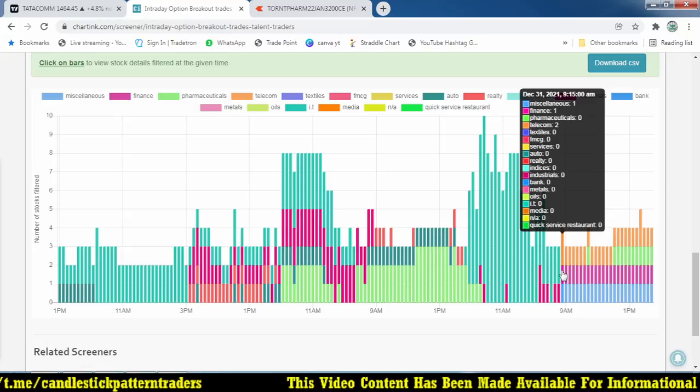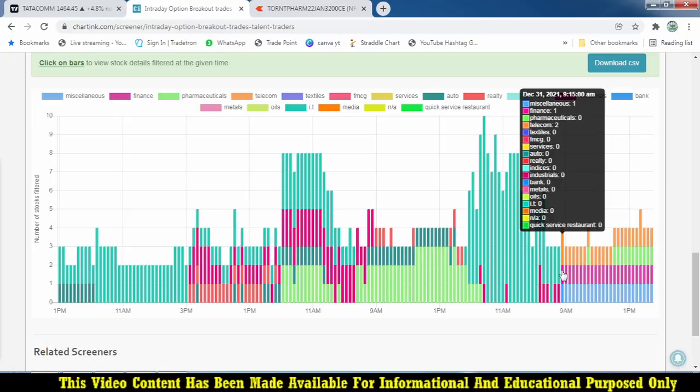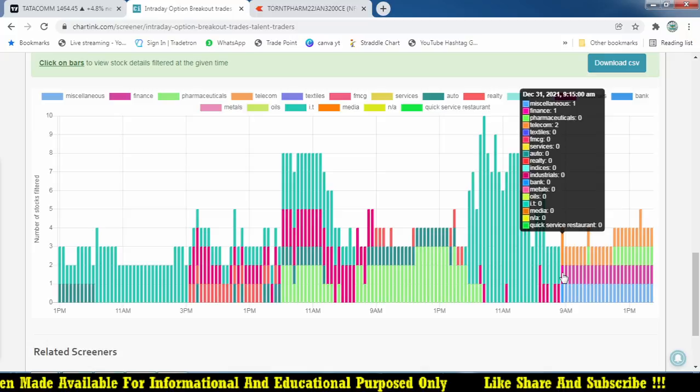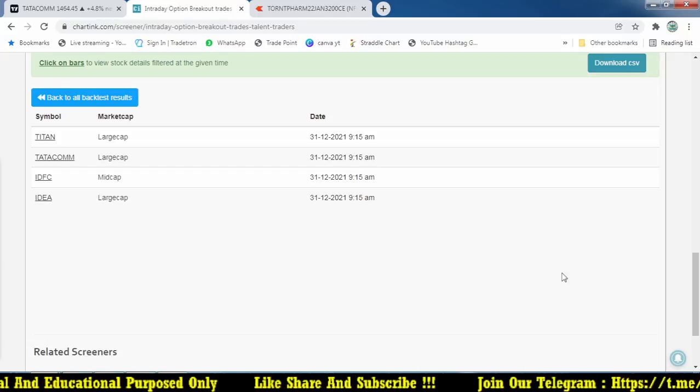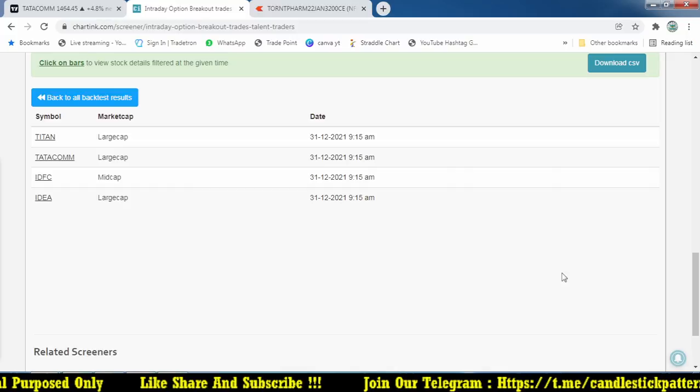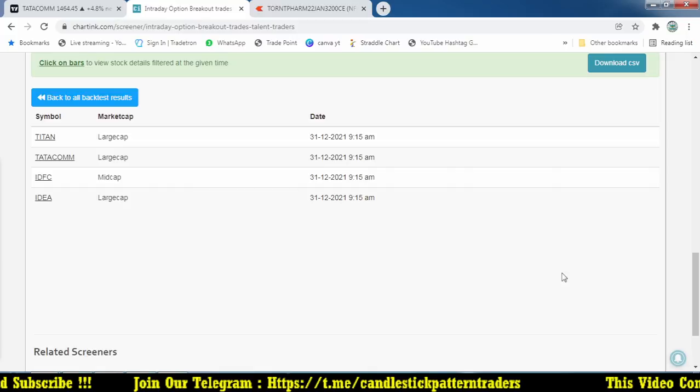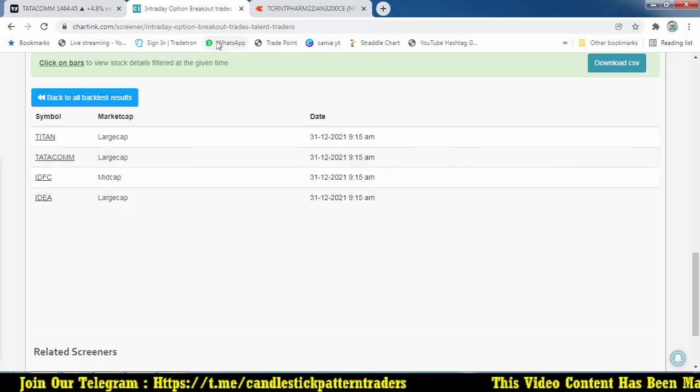Every 15 minutes, if there is any stock which forms this particular pattern, it will come onto the scanner. So initially at 9:15, you need to check around 9:30. What are the stocks which are present? Let me see. These are the 4 stocks we got at 9:15.